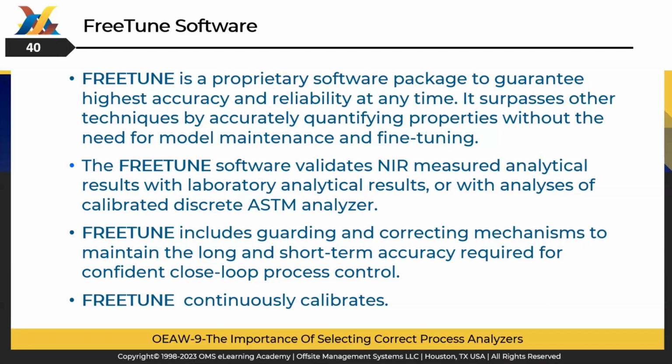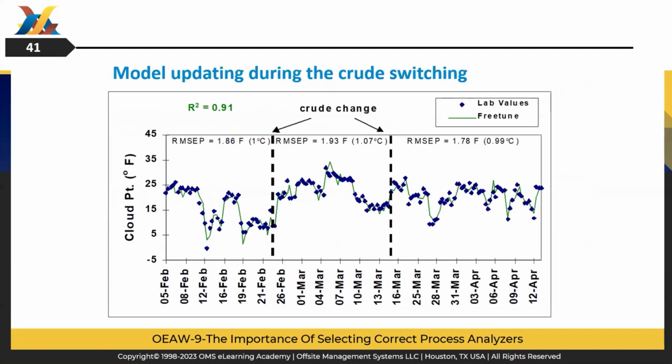Telling the truth, such software is not new on the market, and Modcon itself has used it for more than 20 years. Here, for example, you can see results of using such software. During the period of 3 months, from February to April, we can see that the crude, the raw material, was changed twice. What we actually expect to see is a discrepancy between results of the analyzer and the laboratory because the raw material was changed. The blue dots are laboratory analysis, and the green line is a continuous measurement by the analyzer.